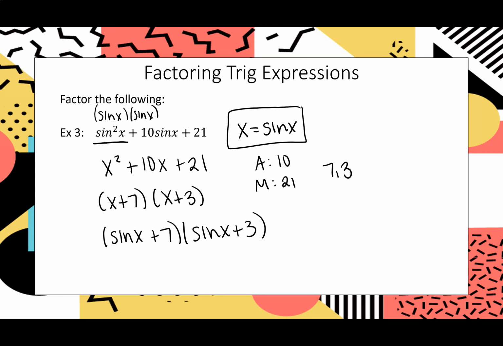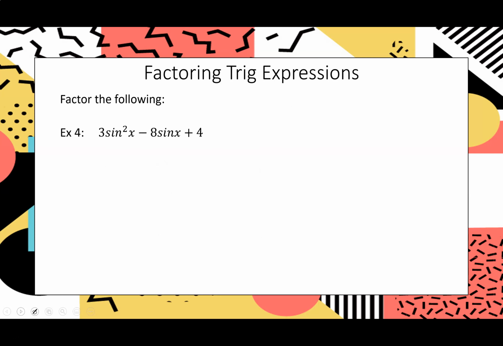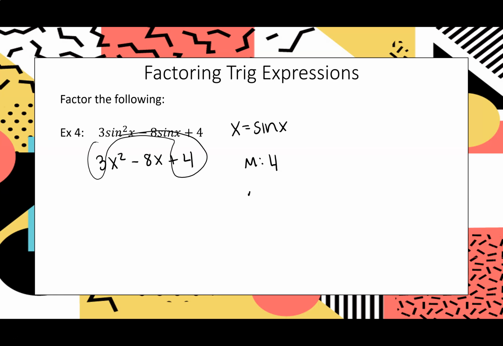All right. Let's do another one. How about this one here? 3 sine squared x minus 8 sine x plus 4. Well, clearly x equals sine x. And we're going to have 3x squared minus 8x plus 4. This one is a harder one. We have to circle our 3 and our 4. We are trying to multiply to 4, and we are trying to add to negative 8.